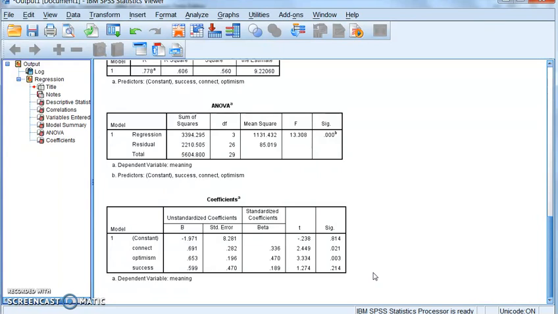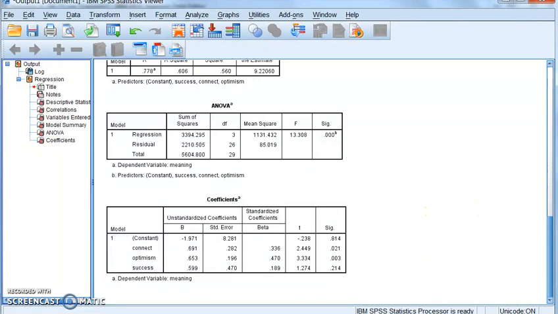highly correlated with both connectedness and optimism, and so this might be a little bit of a surprise, but this is kind of how multiple regression works: you might think there's a simple relationship between 2 variables, but actually it's confounded by multiple variables that all sort of explain the same thing. So this tells us that connectedness is significantly related to meaning in life, optimism also. However, success by itself is not taking into account those other variables.